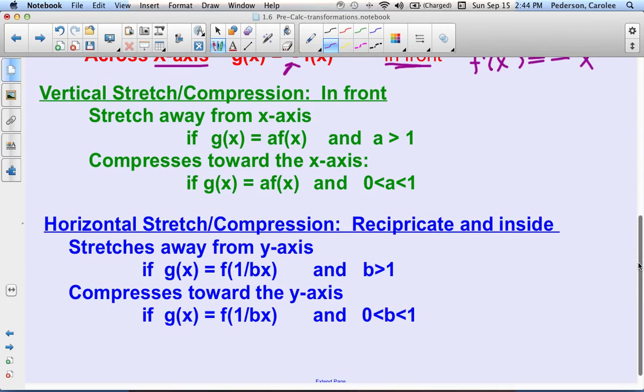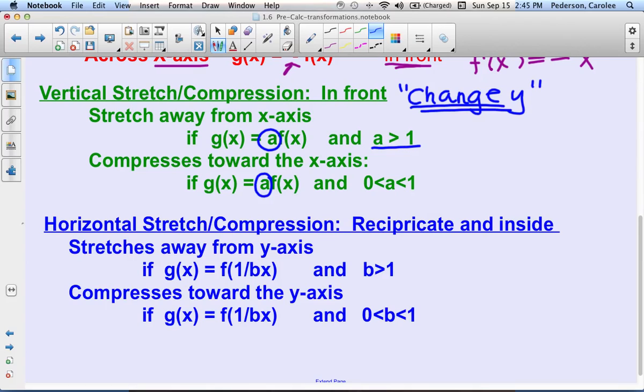The last two are probably the most challenging of the transformations. So let's talk about the green ones first. Vertical stretches and compressions. These happen in front of the function. They're the multipliers. And they're going to change your y values. They're going to stretch them or they're going to compress them. And the number will always be in front. You're going to have a little number there in front of the function.